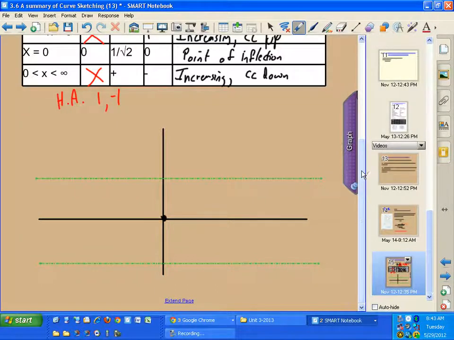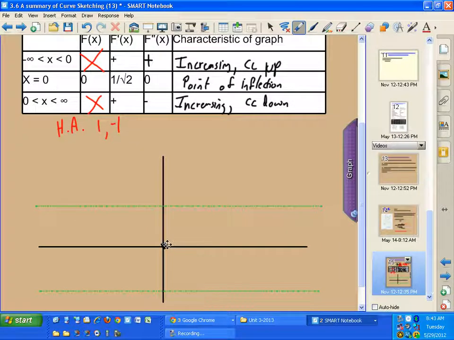And then from here, I am increasing as I go from 0 to infinity. I'm increasing but concave down, so the graph is going to probably look something like that. And then down here, I am decreasing and concave up. So if I could draw any straight line, that would be how the graph would look over there.